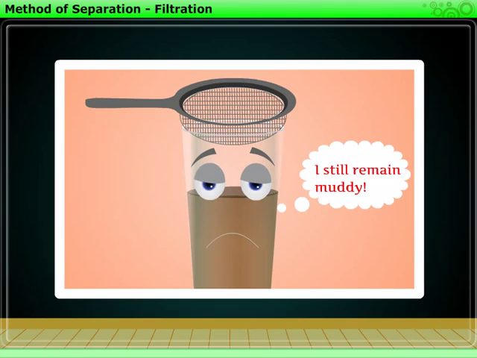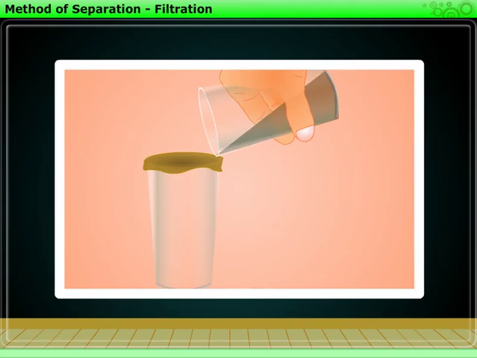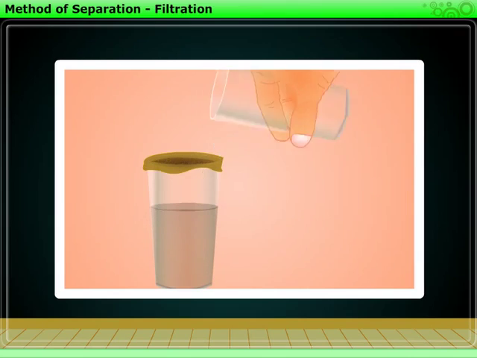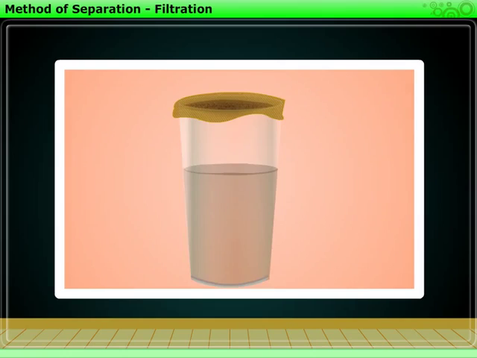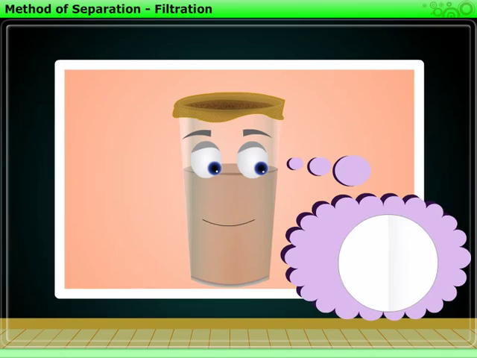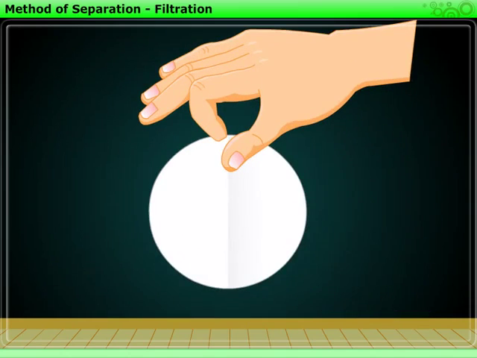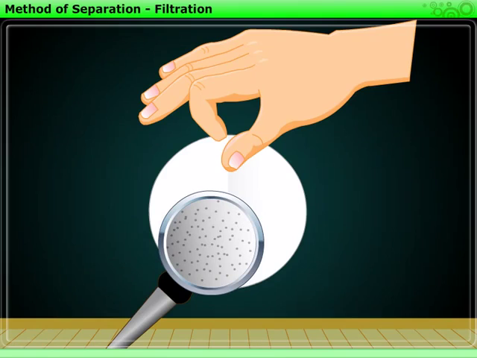Let us filter the water through a piece of cloth which has small holes or pores in between the woven threads. Even after using this type of filter, the water remains slightly muddy. These impurities can only be separated by a filter that has even smaller pores than the cloth. So, we use a filter paper which has very fine pores in it.